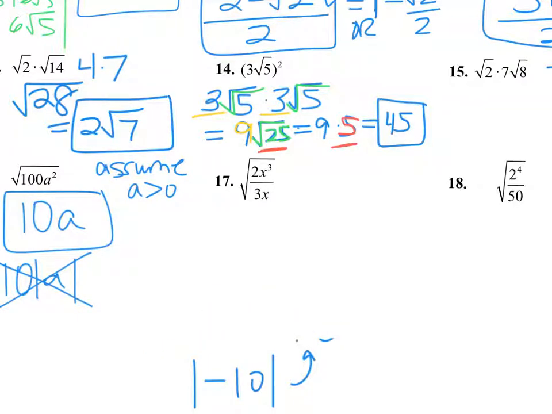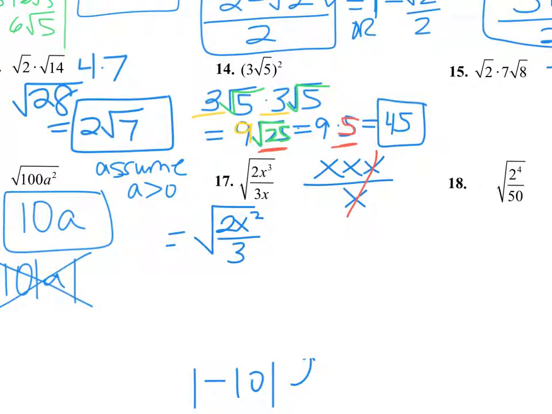Number 17. I'm going to erase this. Okay. Number 17, start by simplifying this first. So I have 3 x's up top, 1 x on the bottom. You know what you can do? You can reduce your x's. Wouldn't you like to just cancel out all your x's? That's fun. Okay, so this really is 2x squared over 3. Everyone's okay with that? I reduced the x's. All right, and then I can split this up into rad 2x squared over rad 3.